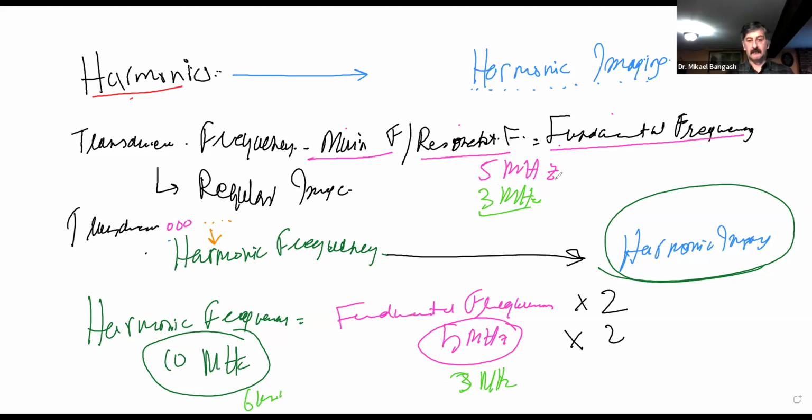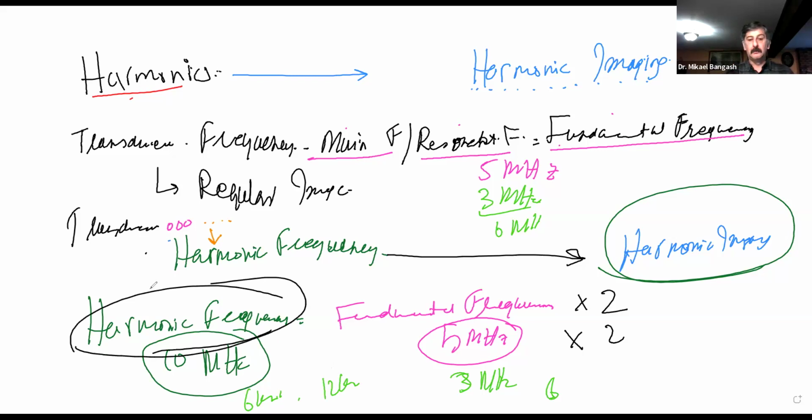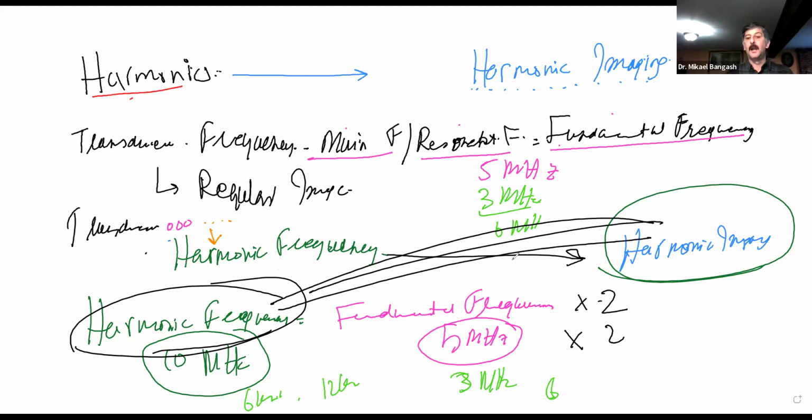Was the fundamental frequency 6 megahertz? Well, yes, you just double that, and your harmonic frequency is then going to be 12 megahertz. Clear? Whatever the harmonic frequency is, which is twice the fundamental frequency, the kind of images that it produces will be referred to as harmonic images.